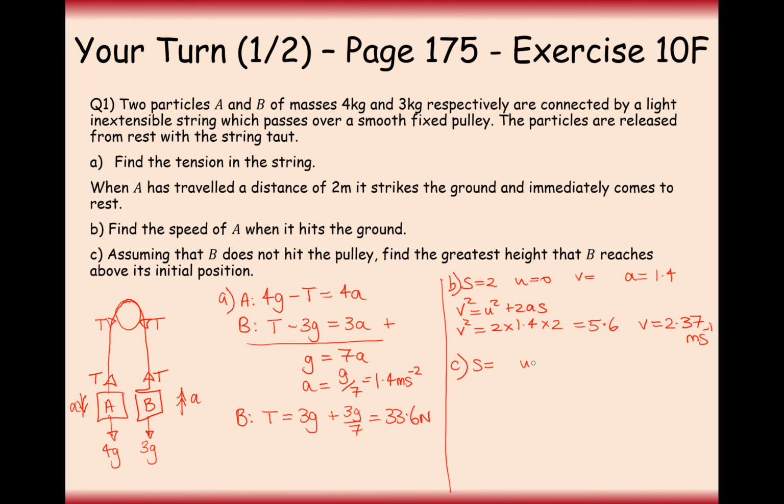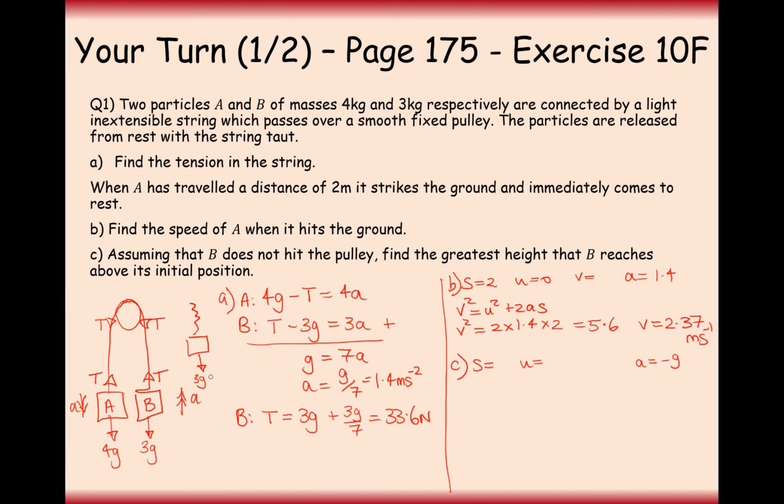When we plug this into suvat, we're going to get acceleration of minus g, because now effectively B is just a particle in midair with a loose string attached to it that's not doing anything, with only one force attracting it down, 3g.